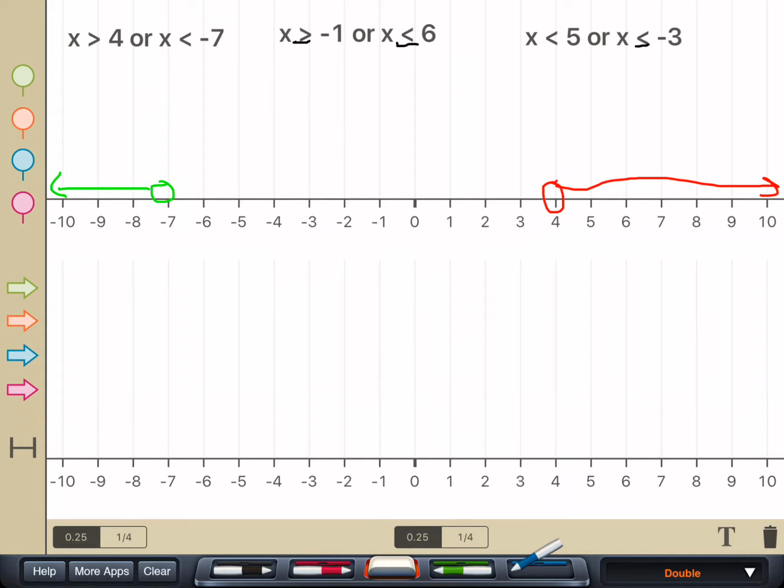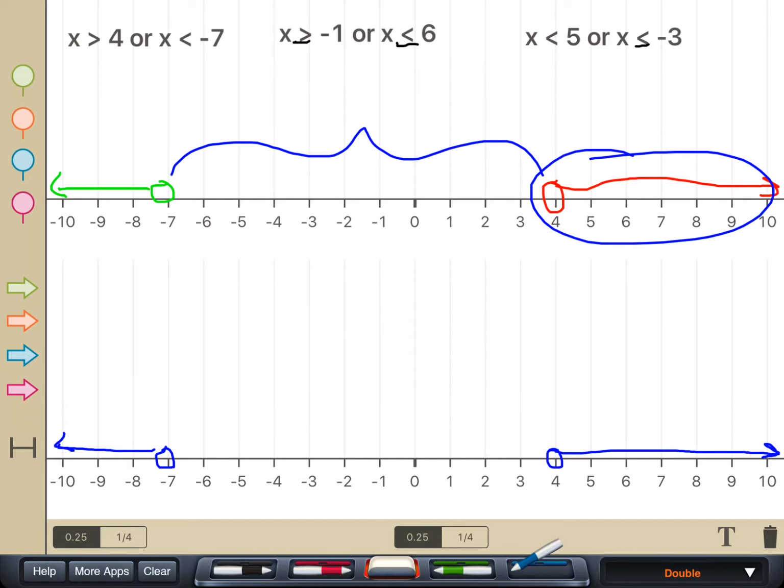So the only thing I'm not going to select are values that don't work for either, which means I'm not going to select any of these values here because they don't work for either inequality. So my compound inequality graph is simply going to be this. Okay, all I'm doing is combining the two separate inequality graphs that I did here onto one graph.